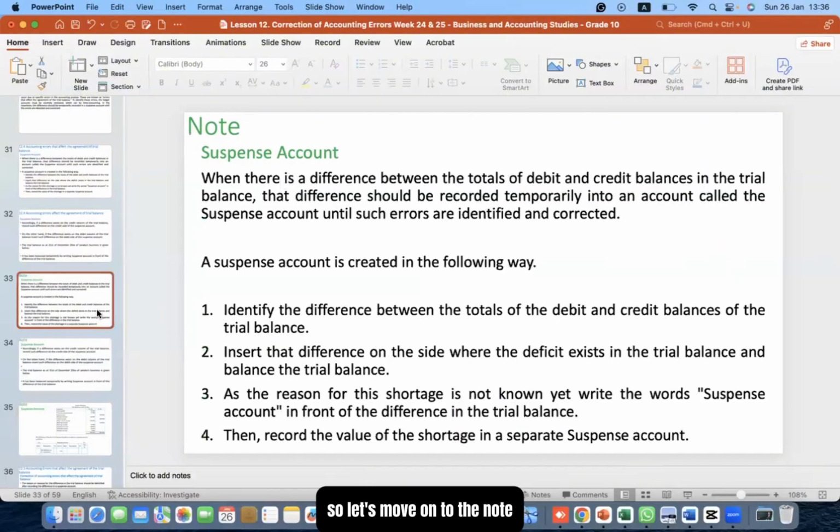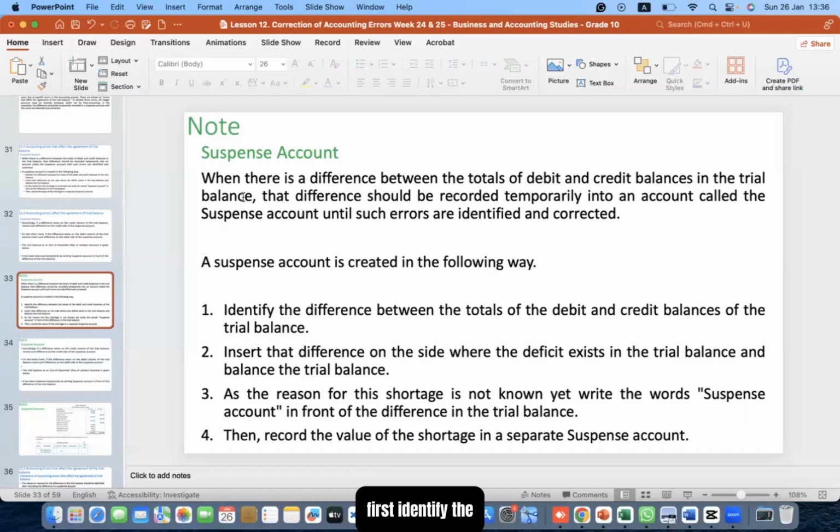So let's move on to the note. I will read this out and then you can write it. Okay. Suspense account. When there is a difference between the totals of the debit and the credit balances in the trial balance, that difference should be recorded temporarily into an account called the suspense account until such errors are identified and corrected. A suspense account is created in the following way.